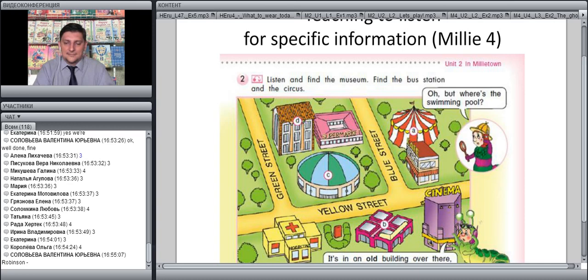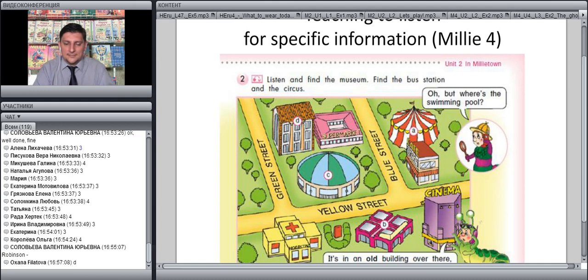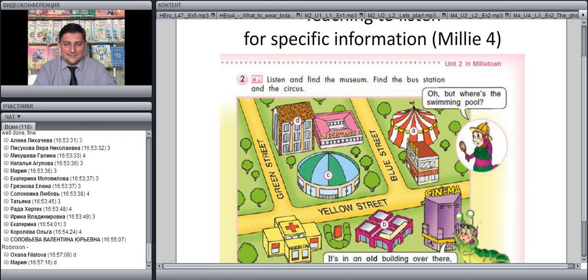What's wrong? I'm in Blue Street near the cafe, and I can't find the museum. The museum's in Green Street, next to the swimming pool. Oh, but where's the swimming pool? It's in an old building opposite the cafe. Opposite the cafe? An old building? Aha! Yes, I see it.